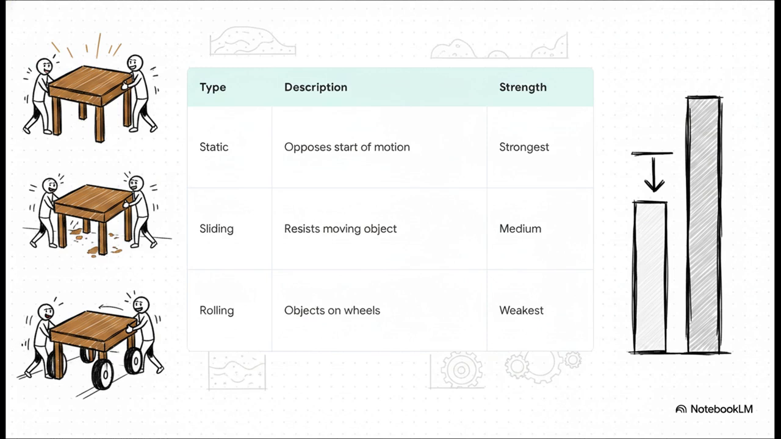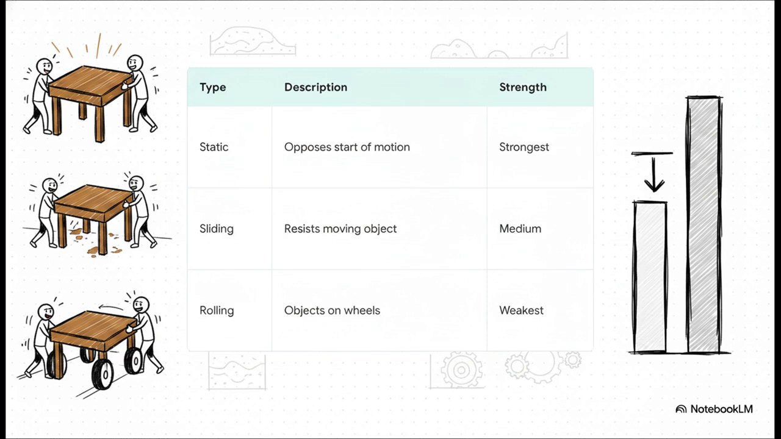First up, we've got static friction. You know when you try to shove a massive heavy table and it just flat out refuses to budge? That's static friction, keeping an object at rest, and it is the strongest of the 3. Then, once you finally muscle that table into moving, you'll probably notice it gets slightly easier to push. That is sliding friction. It resists the movement of an object that's already in motion, but it's weaker than static friction.